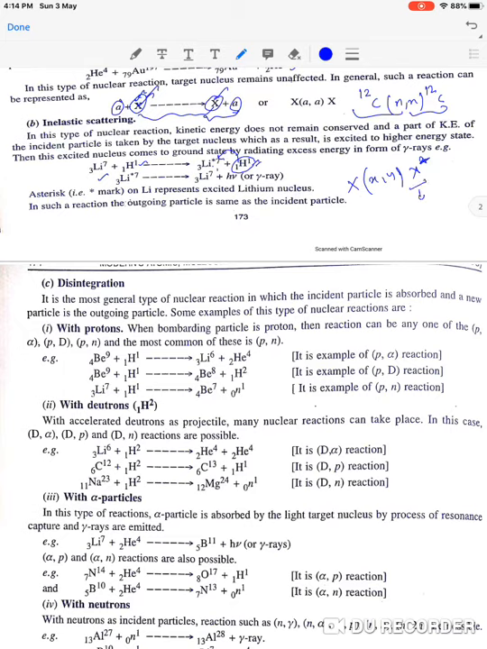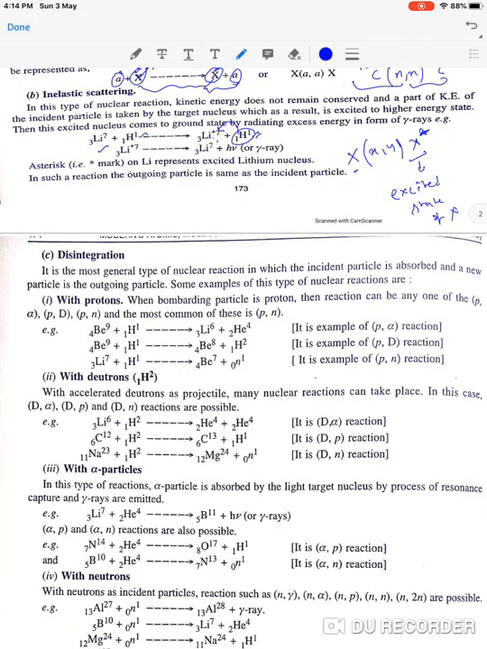Now this is the excited state of X, and X is in the normal state initially. Now this is in the excited state. So in such a reaction, the outgoing particle is the same as the incident particle. Okay, and I can write my reaction something like this.